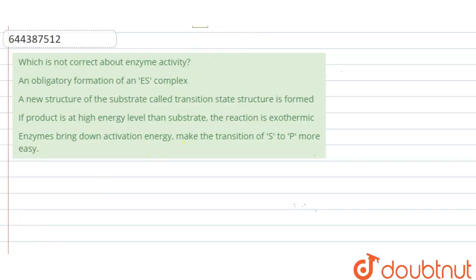Hi students, here the question is, which is not correct about enzyme activity? The first one, an obligatory formation of ES complex. Second one, a new structure of the substrate called transition state structures is formed. If product is at high energy level than substrate, the reaction is exothermic. Enzymes bring down activation energy, make the transition of S to P, that means substrate to product, more easy.